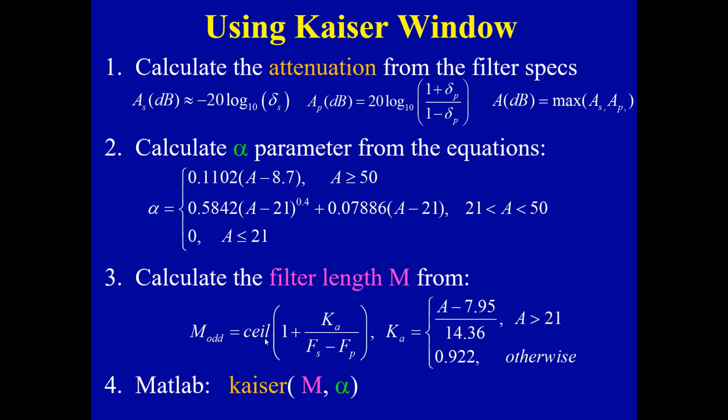In MATLAB, once you know the m value you need and the alpha value you need, you just use the Kaiser window function with those two parameters, and it will give you m samples of the window with that alpha parameter.